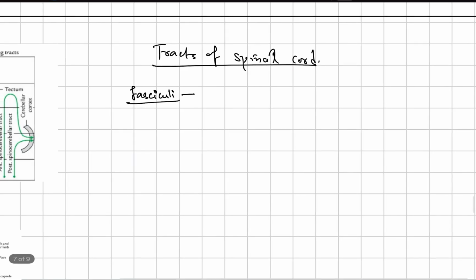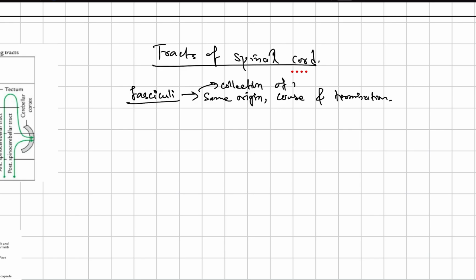A fascicle is a collection of nerve fibers within the CNS that have the same origin, same course, and termination. A collection of nerve fibers.